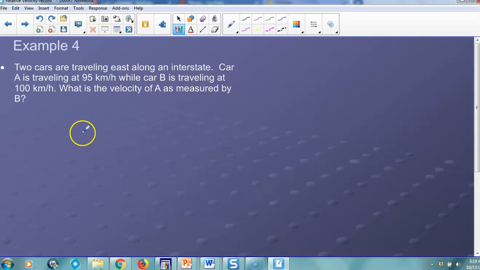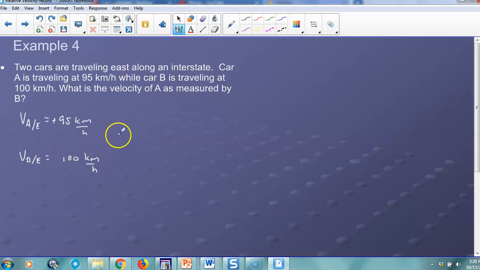All right, so let's look at another one with two cars. Two cars are traveling east along an interstate. Car A, so velocity of A relative to Earth, is equal to 95 kilometers per hour, and that is to the east. Car B is traveling at 100 kilometers per hour. What is the velocity of A as measured by B?